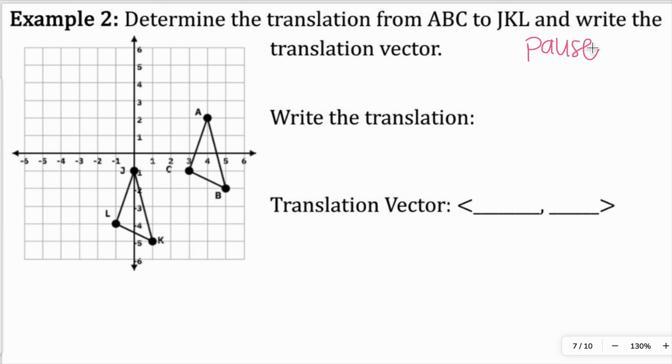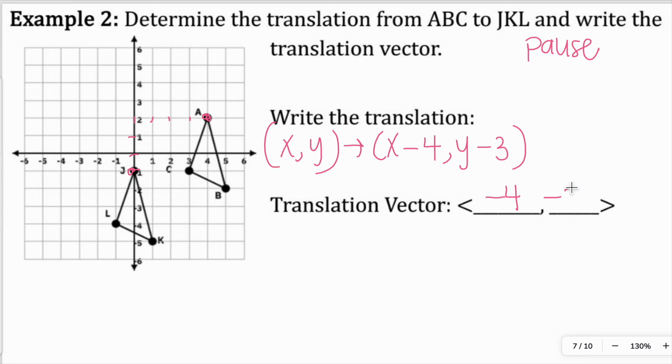So example 2 is very similar to the first one. Determine the translation from ABC to JKL and write the translation vector. Again, I start with a corresponding point like A going to J, and I'm going to go left first, 1, 2, 3, 4. So that would be my first rule. X would be minus 4. And then I go down 1, 2, 3, so that'd be y minus 3. So my vector would be -4, -3.